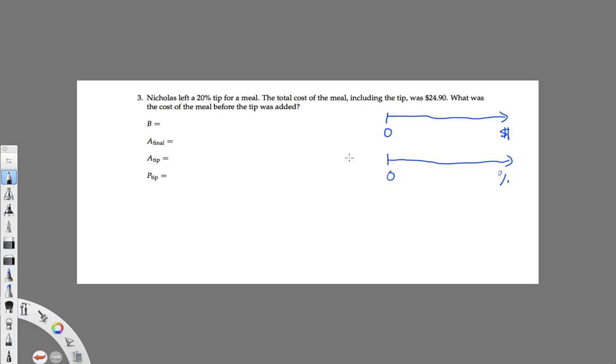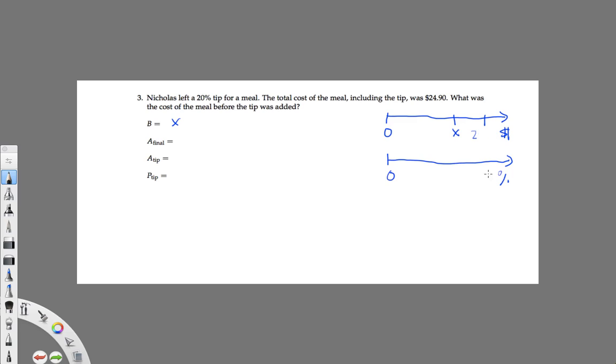And I'm going to go back and now read the problem again. Total cost of the meal, including the tip, was $24.90. So the base is definitely X, like it was in the percent decrease problem. Base is X, but the final amount is bigger than the base. This is a tip plus a meal. So we know that this 20% is really a 20% increase.